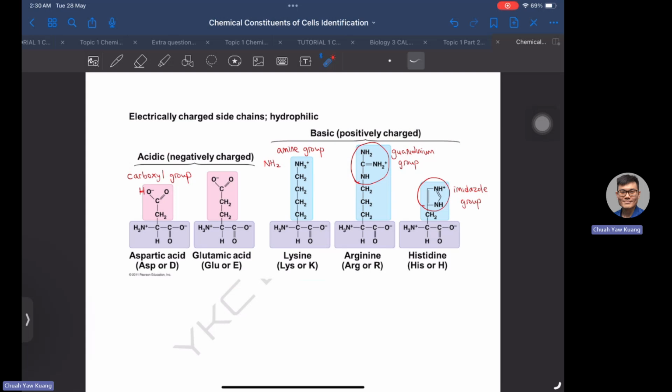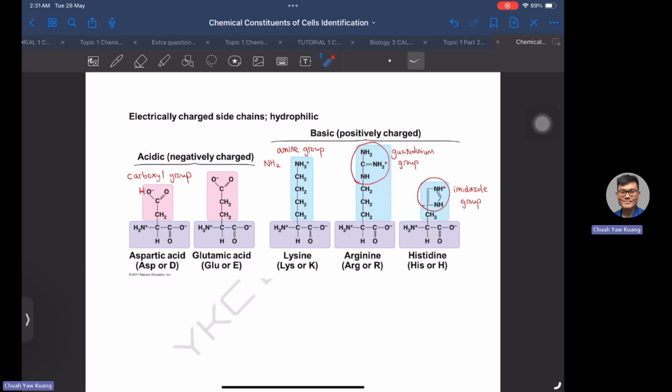For now, what you need to remember, no matter whether it's the guanidinium group or the imidazole group, you don't have to memorize that. What you need to know is that they contain multiple NH groups that are not linking with the C double bond O. That allows them to form the basic group. So that's why they will be the basic side chain as well.